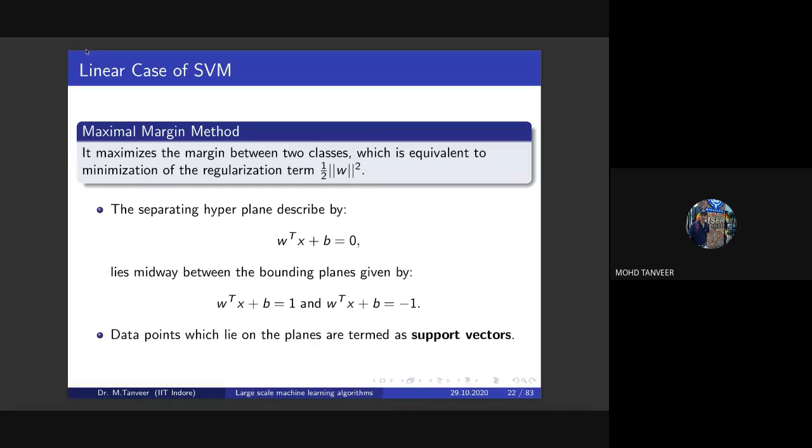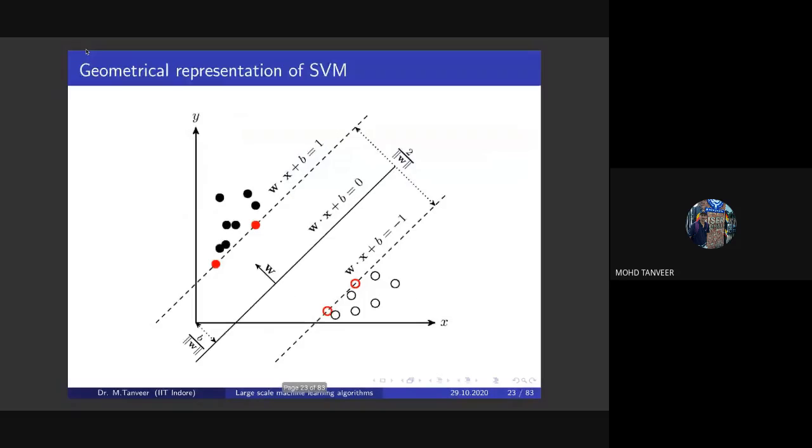And data points which lie in the planes are termed as support vectors. Support vectors, I already have discussed, are those vectors which decide the decision hyperplanes. So this is a clearer picture for better understanding of support vector machines. For the middle one, we just take the difference between w dot x plus b equal to 1 and w dot x plus b equal to -1. It comes out to be 2 upon norm of w, and we have to maximize this margin.